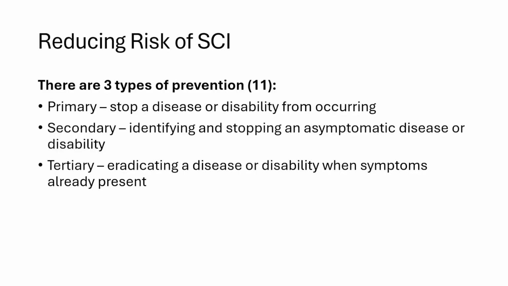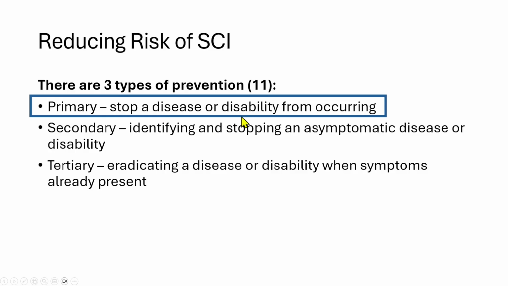So there are three types of methods of preventing spinal cord injury. So there's a primary method, which is to stop a disease or disability from occurring in the first place. Secondary, which is identifying and stopping an asymptomatic disease or disability. And tertiary prevention, which would be eradicating a disease or disability when symptoms are already present. For simplicity's sake, we're only going to be focusing on the primary method of prevention.